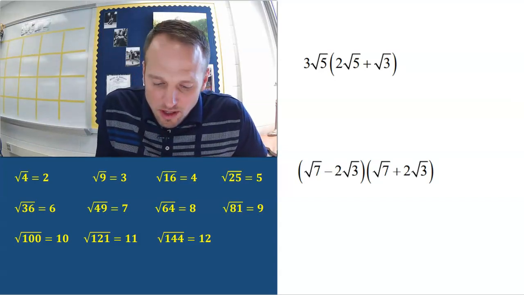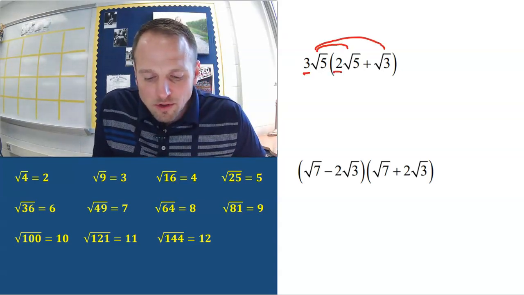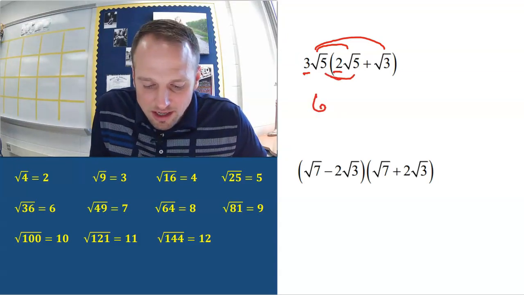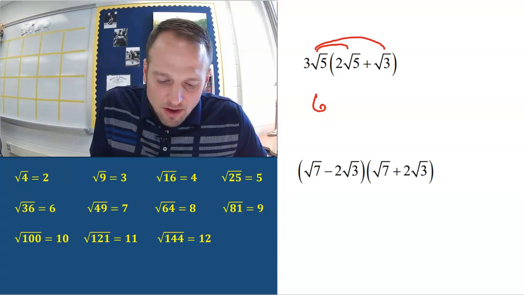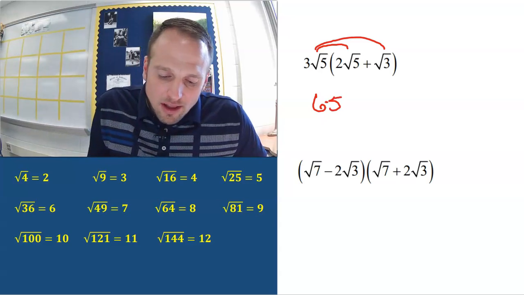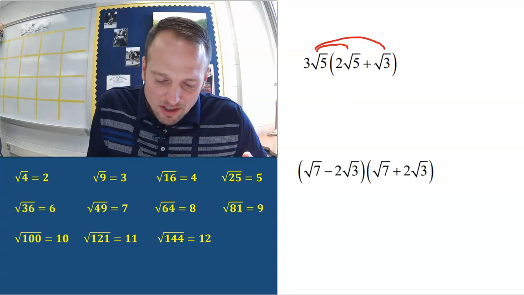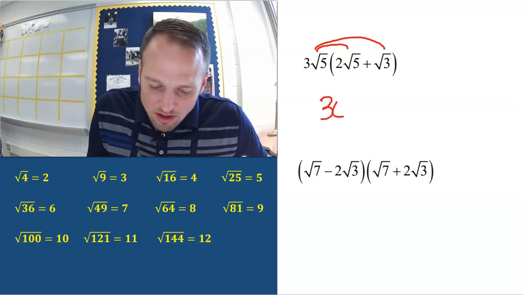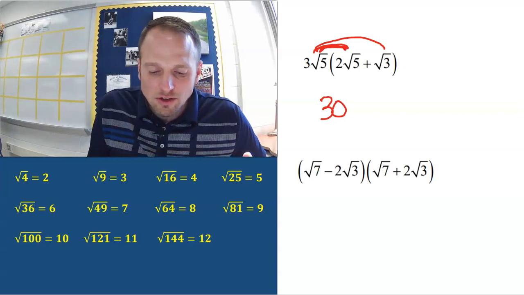Well, let's distribute this. We know we're going to have to multiply the numbers and then multiply the radicals. So 3 times 2 is going to be 6. And root 5 times root 5, that's just going to be plain old 5. Let's go ahead and simplify that right now. 6 times 5 is just going to be 30. So when we multiply those first terms, that's just going to be 30.